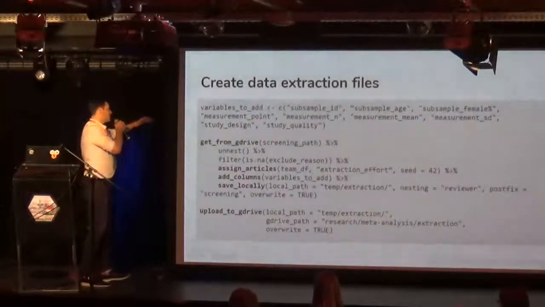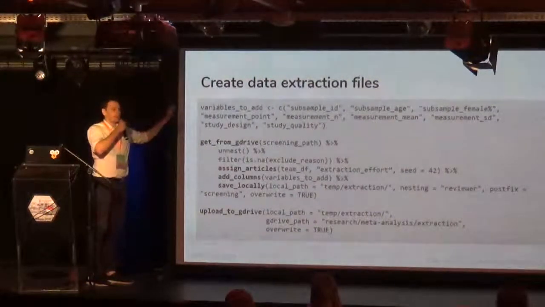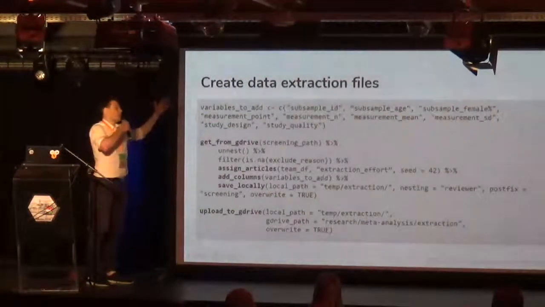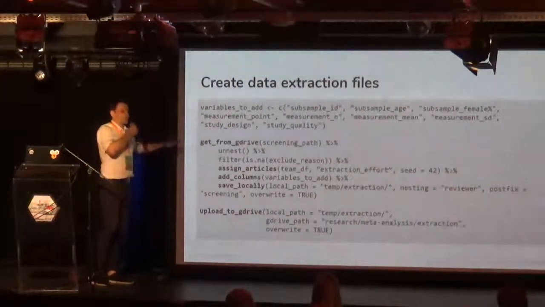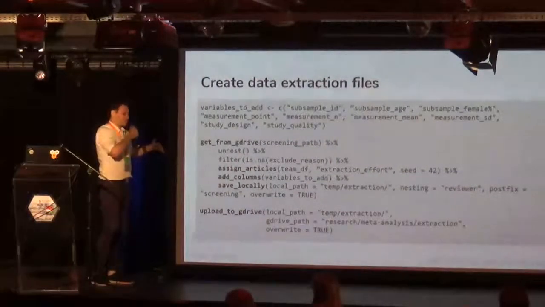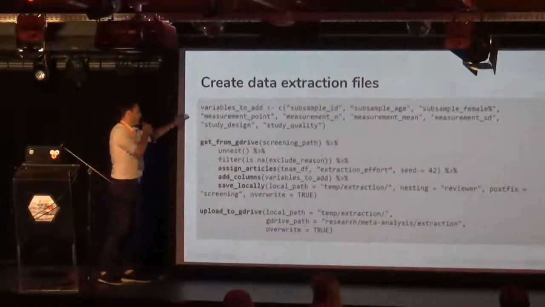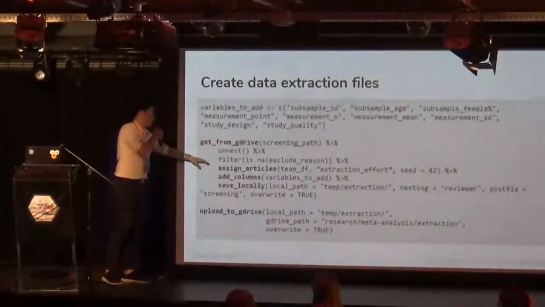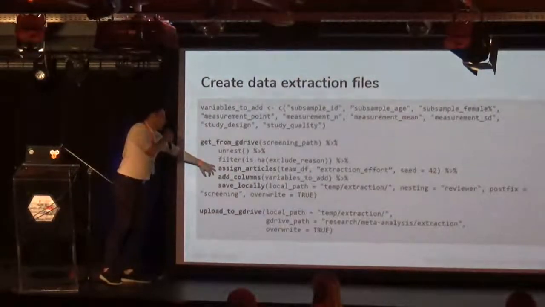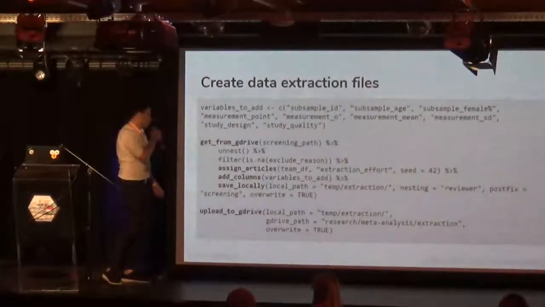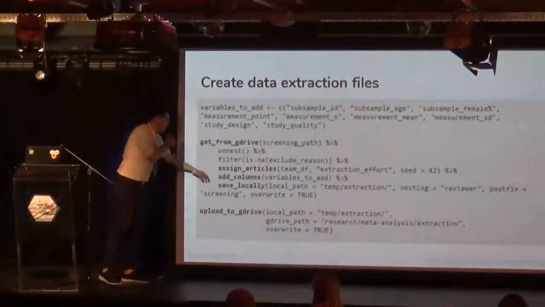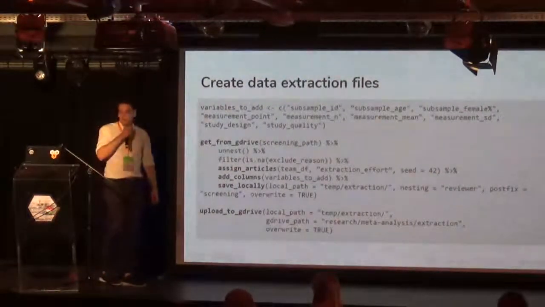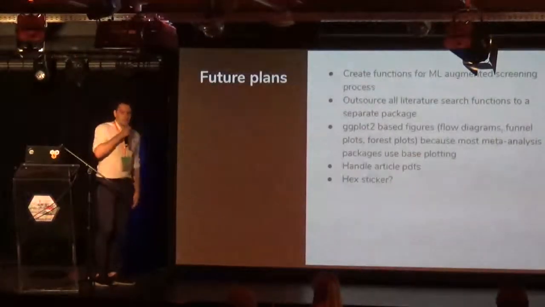Okay, so this would be like a use case of creating the data extraction. Of course, everything could be done in R very easily, but these are like making the whole process even easier to follow. So you would get all the screening from Google Drive, then you assign all the articles again for the extraction, and you add the columns, and you save it locally and upload it to Google Drive again.